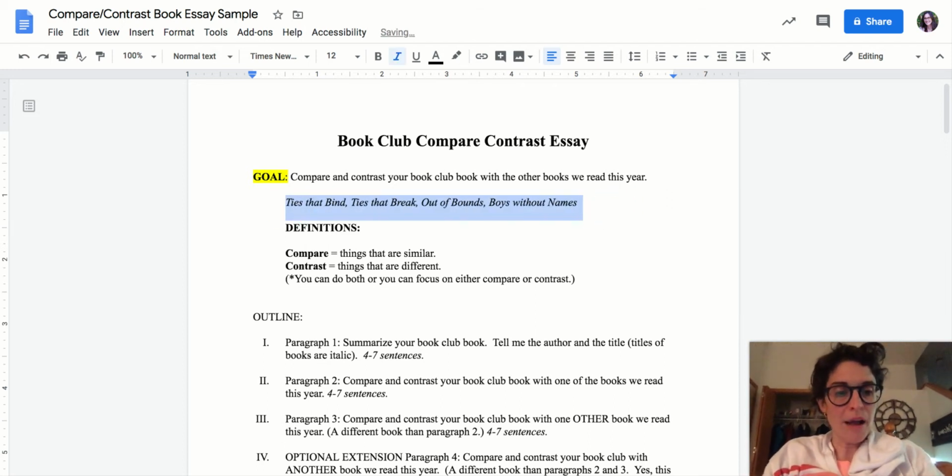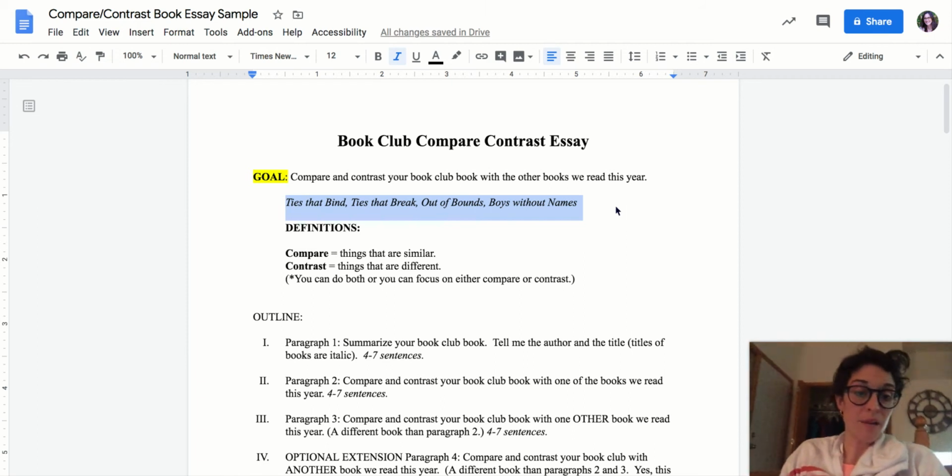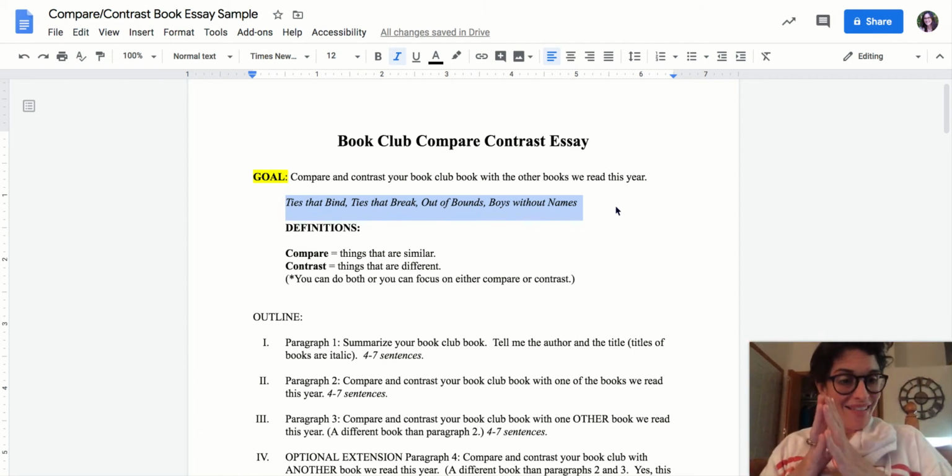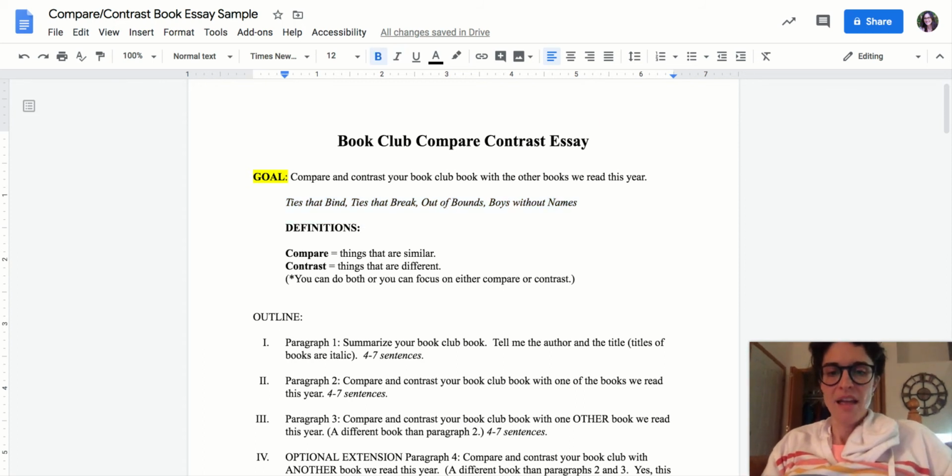Quick note, titles. When you write an essay and you include the title of a book or the title of a play or the title of a poem, poems are different, but the title of a book is always italic when you're writing your papers.